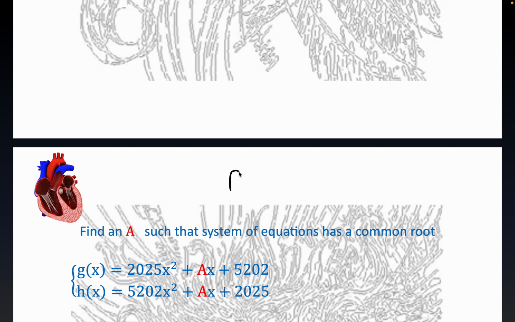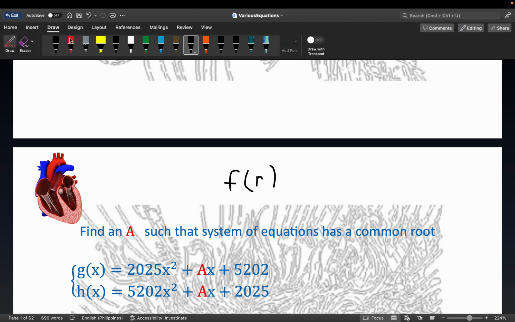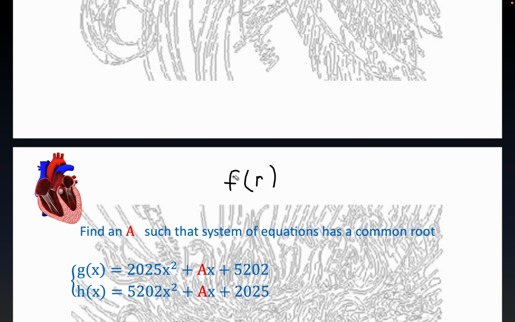Tonight we're given a system of quadratic equations with a common root, and we'll call that common root just r. Okay, and we know that f at r, here's f, or g, I guess. Okay, let's erase that.